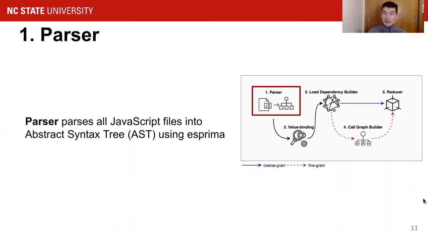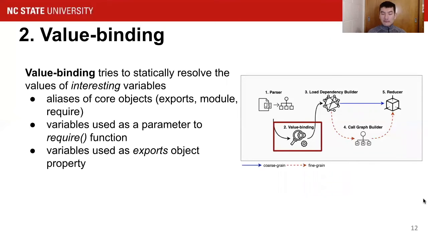The parser is the most obvious and the easiest, the first step. The parser parses all JavaScript files into an abstract syntax tree using the Esprima library. The second step is value binding. During value binding, we try to statically resolve the values of interesting variables, such as core objects like exports, module, require, and variables used as a parameter to require functions, and variables used as exports object properties.